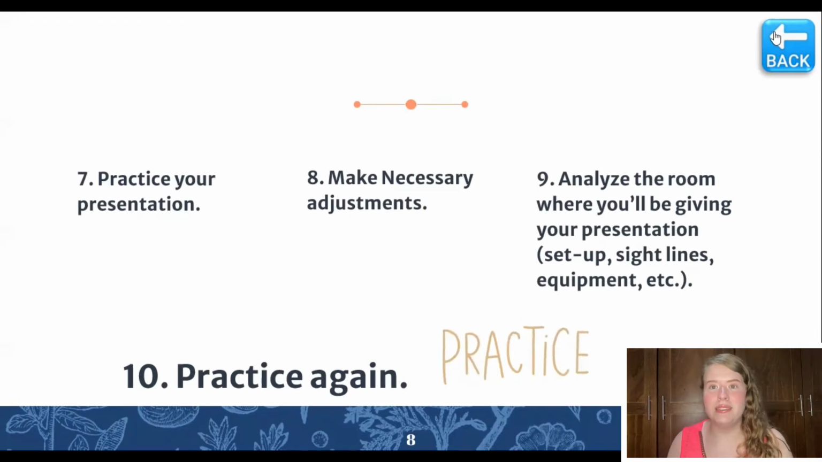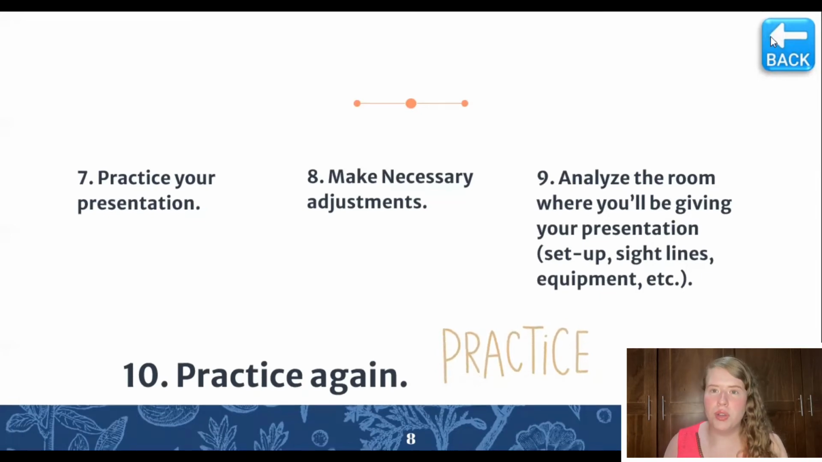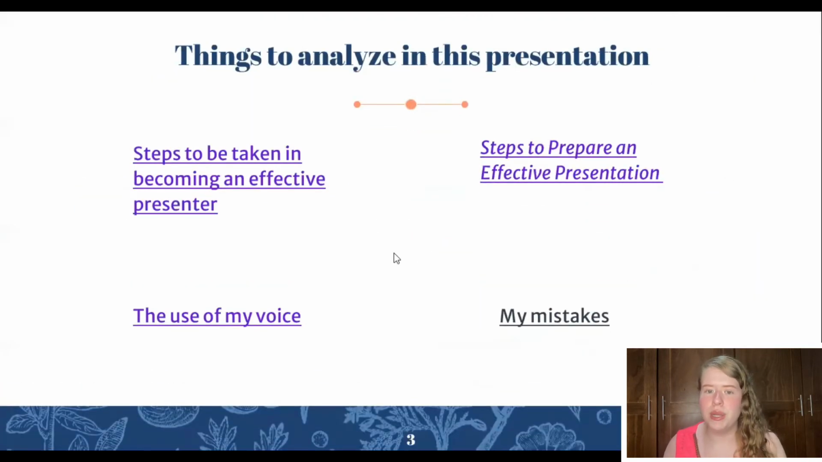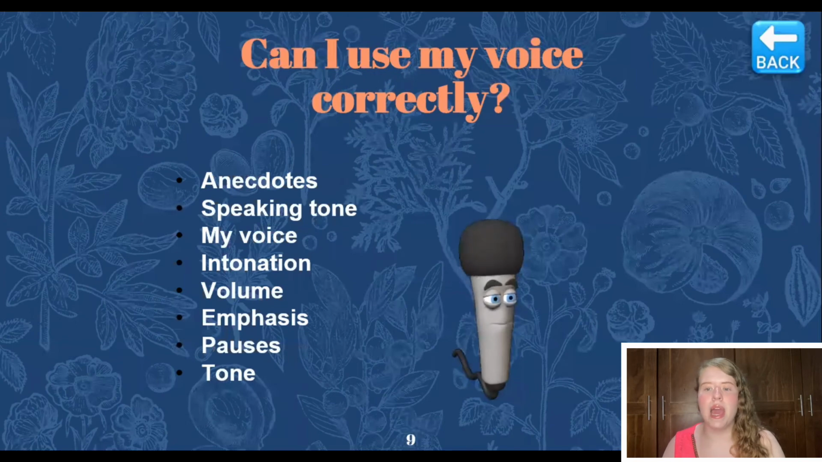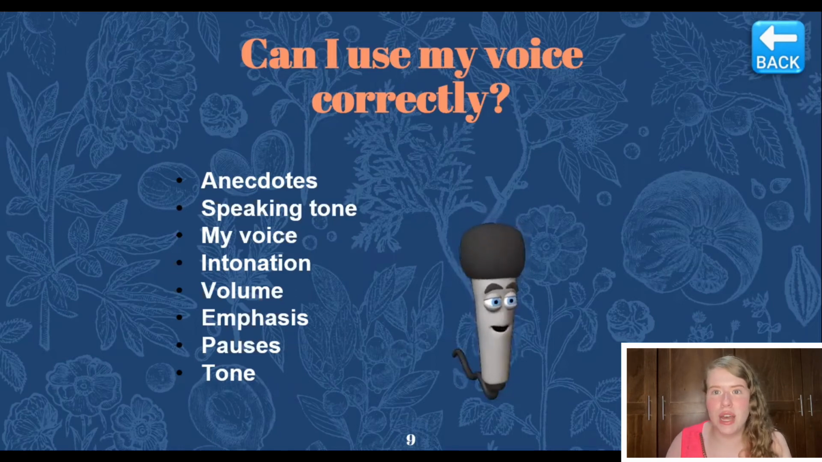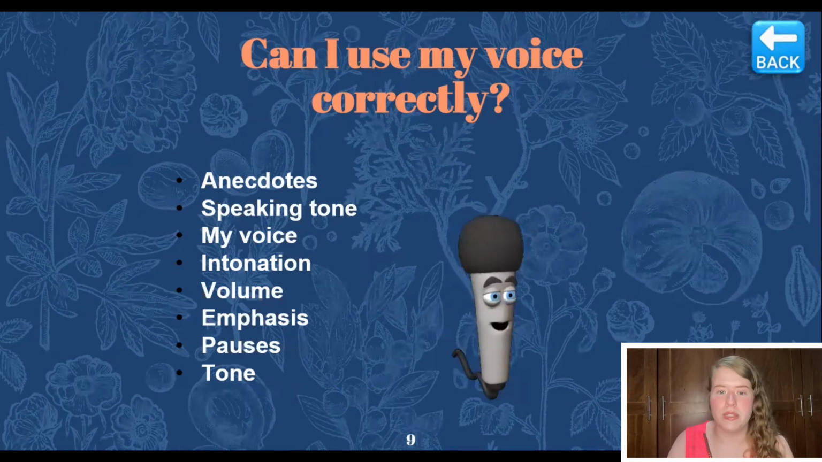And 10, the most important point, practice. Practice makes a presentation better. But did I use my voice correctly? My voice is something that leaves much to be desired in this presentation. As I mentioned before, I could have been more dynamic in the presentation and given some examples to the audience. It would be more interesting if I said a personal anecdote from the past.